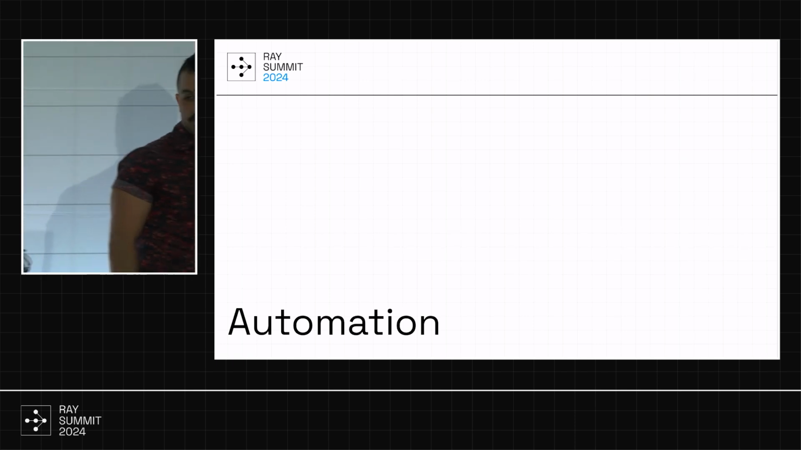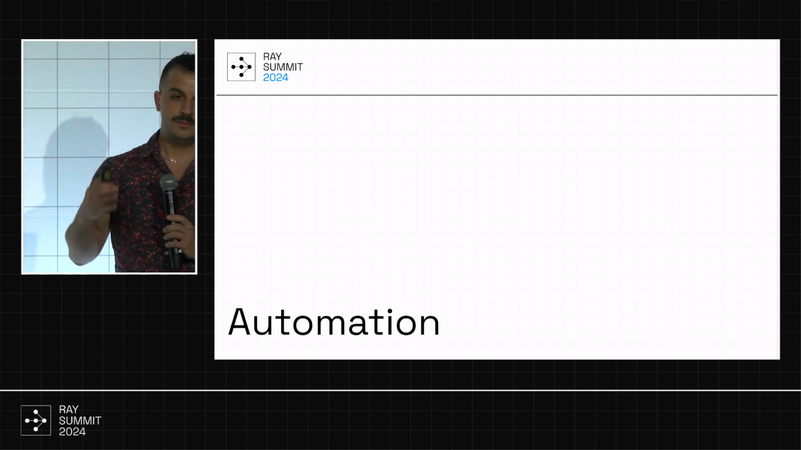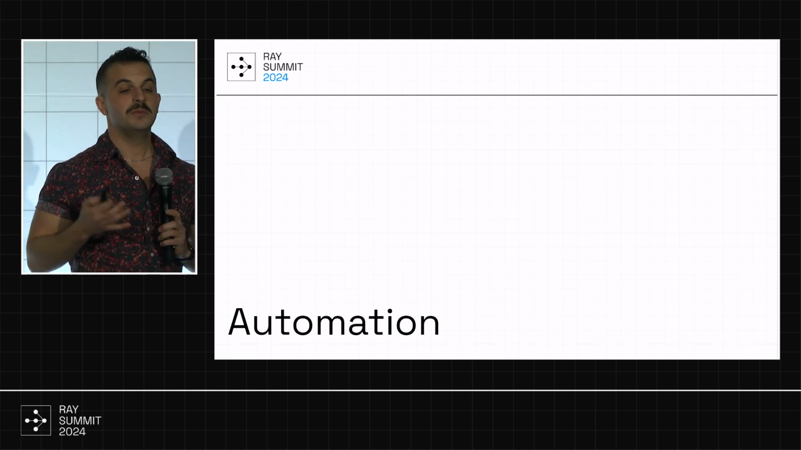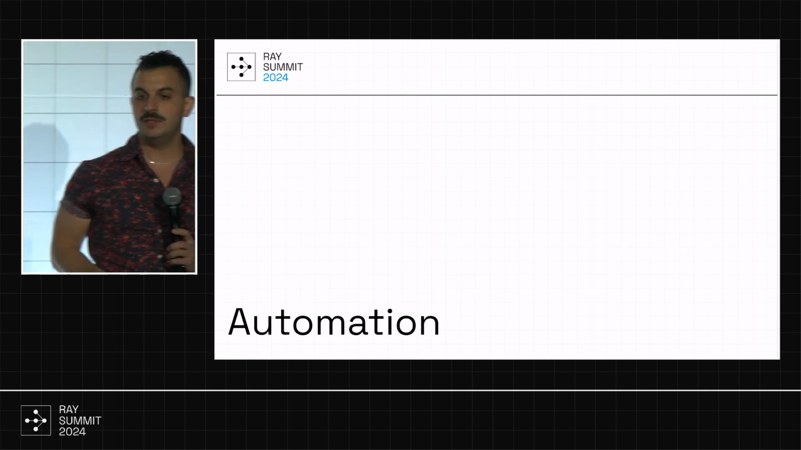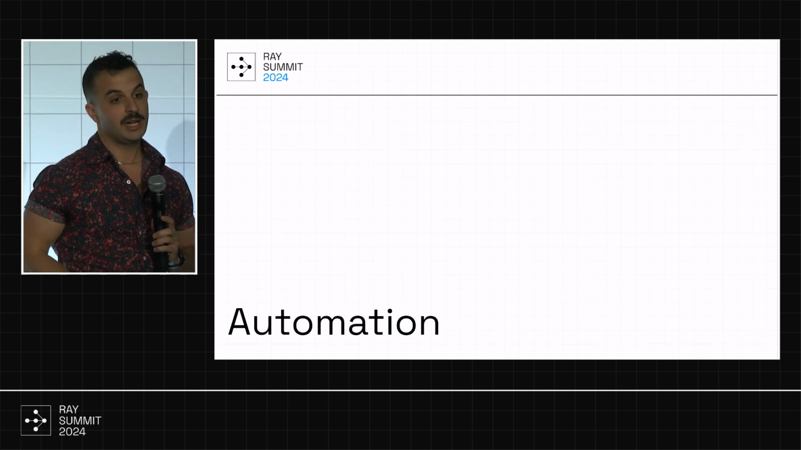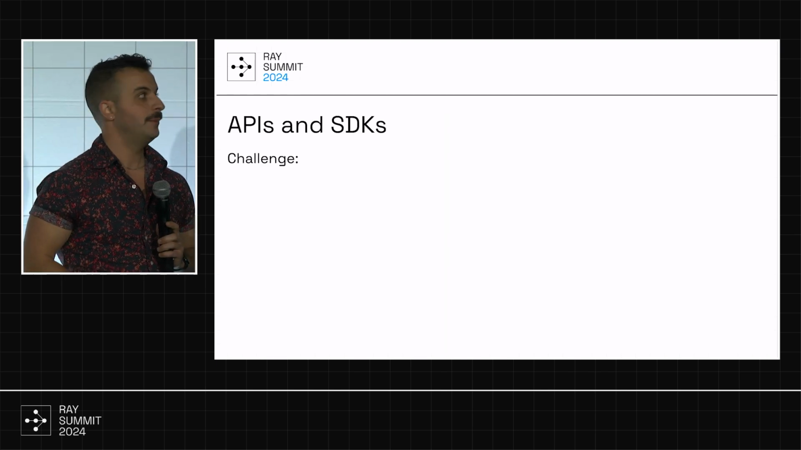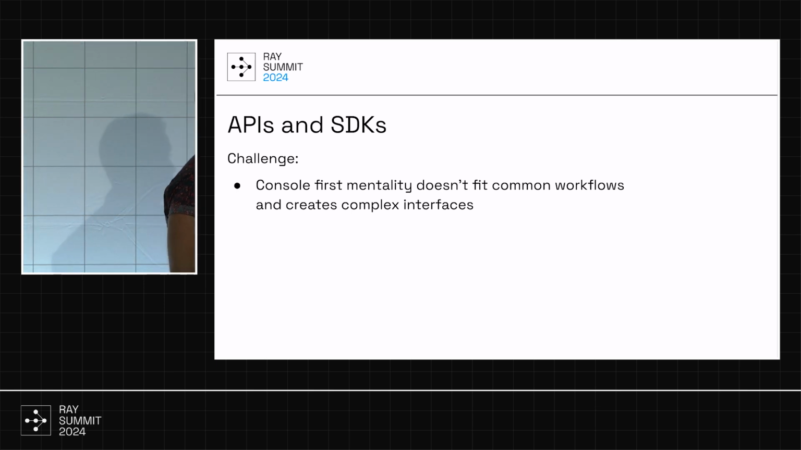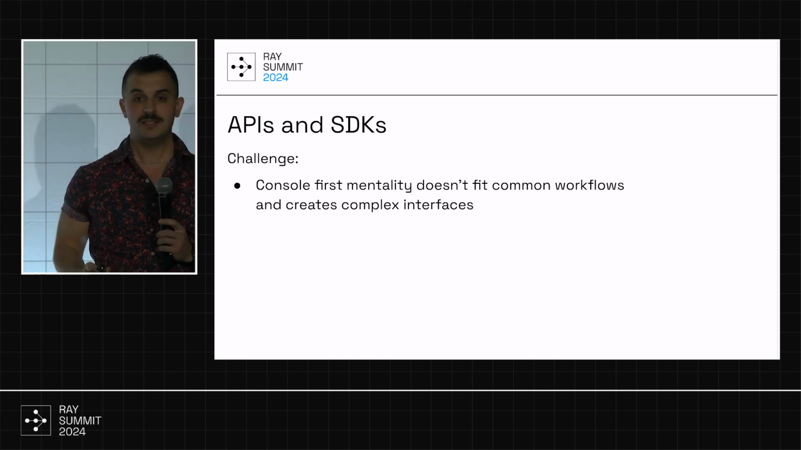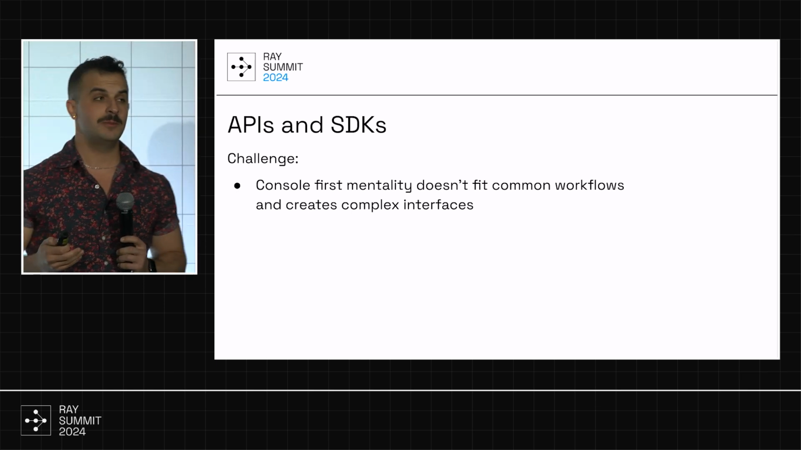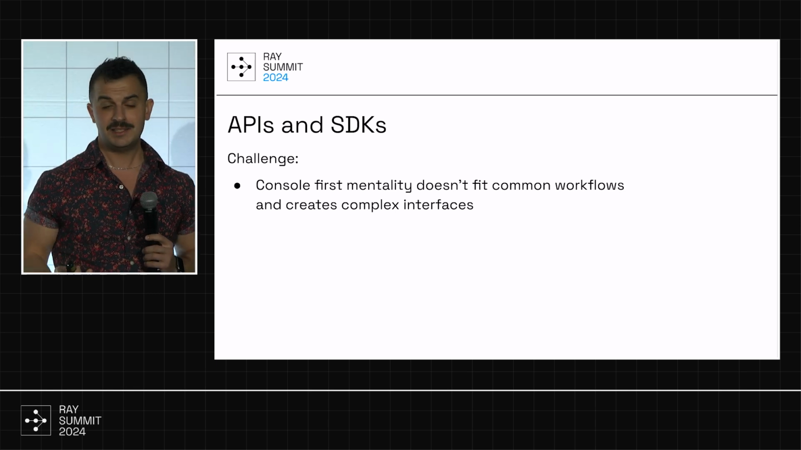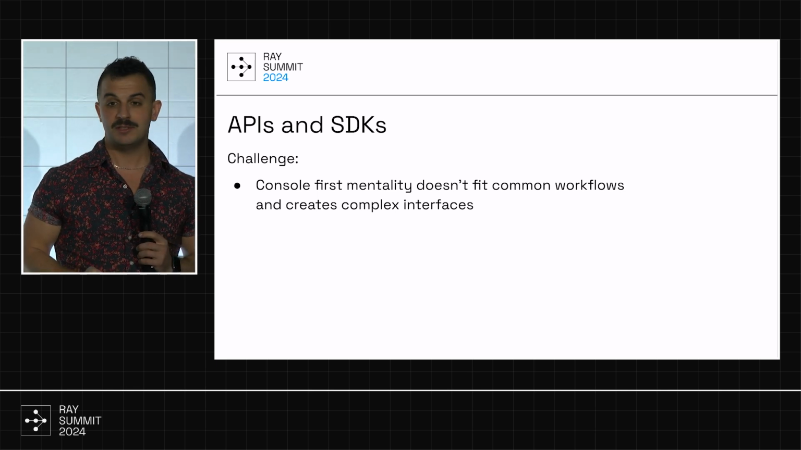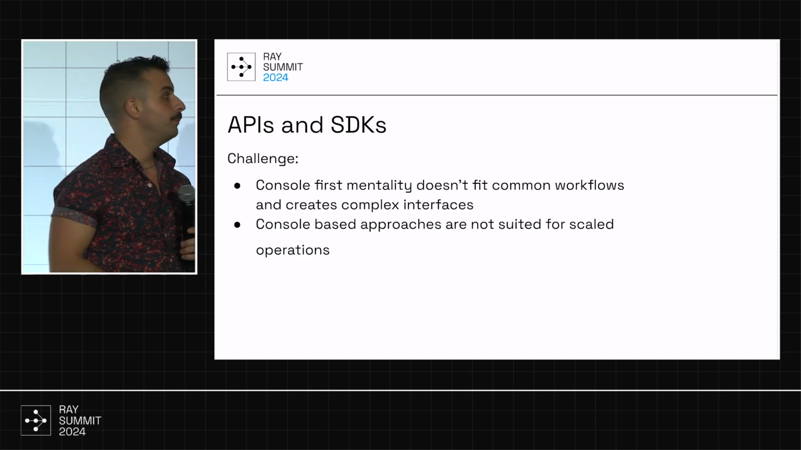All right, thank you, Alan. When it comes down to scale, automation is key. Because the reality is the vast majority of compute will not be triggered by a human inside of a console. And we kind of learned this the hard way. We learned that a console-first mentality doesn't fit with most common workloads, and it creates some complex interfaces, especially when you have a platform that has as many knobs to turn as Anyscale. If you try to build a UI component for every single one, you're going to have a bad day.